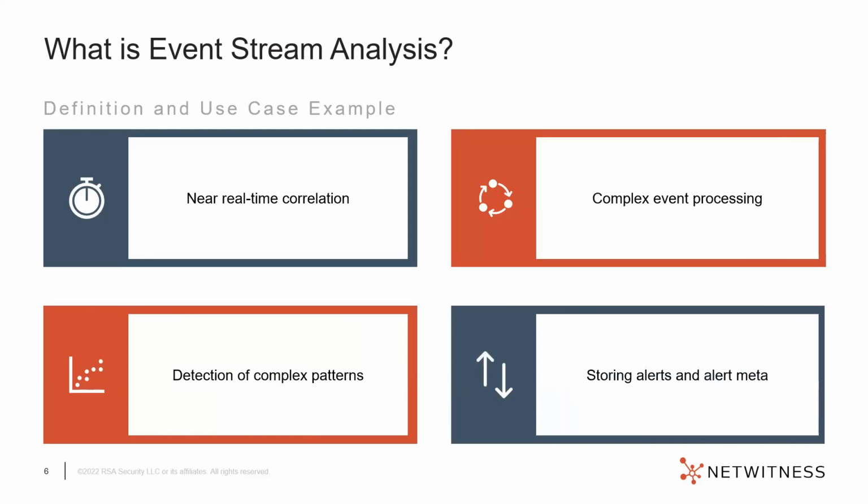Also, ESA helps you store alerts and alert meta. How? Normally, meta is passed through the ESPER engine, and I will shortly talk about ESPER. So meta is passed through the ESPER engine and then ceases to exist at that point. If an ESA alert is fired, the necessary meta is stored in the database. Otherwise, it is discarded. That's how ESA helps in storing alerts.